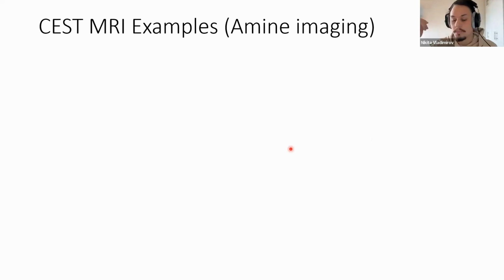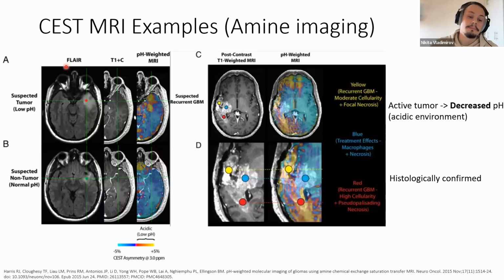So yeah, the next example is amine imaging. Amine, maybe you've heard about amino acids. Amine is the most sensitive to pH, to the acidity of the environment. So here we can see examples, again, we have two sets of images. Both are suspected tumors, because on the common MRI images, we can see an increase in the signal on the inversion recovery in both cases. But on the amine weighted or pH weighted, we can see that here we observe a decrease in pH, while here it's a normal pH.